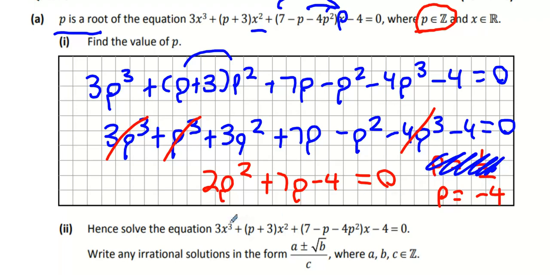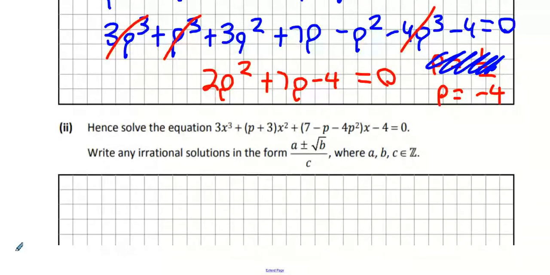Okay. Now, the next part. Hence, solve this equation. Well, the deal is I can replace back in minus 4, can't I? All the p's can be replaced with minus 4, yeah? So look what happens. 3x squared. And what happens when we replace in p with minus 4? What's minus 4 plus 3? Minus 1x squared, yeah? Okay.